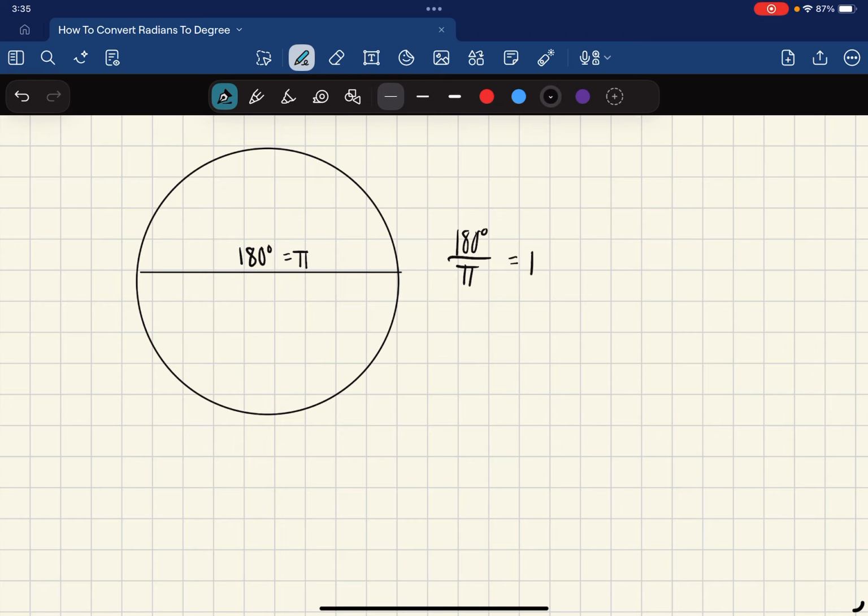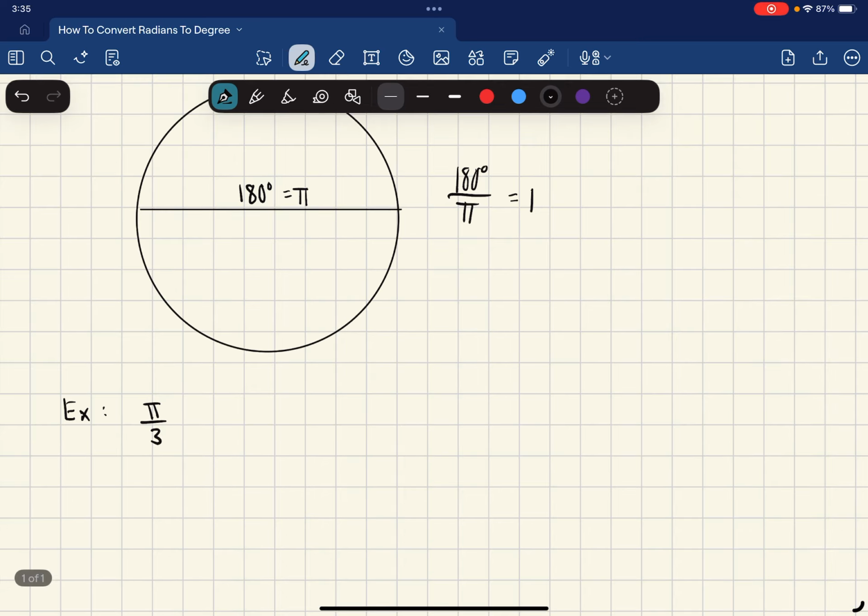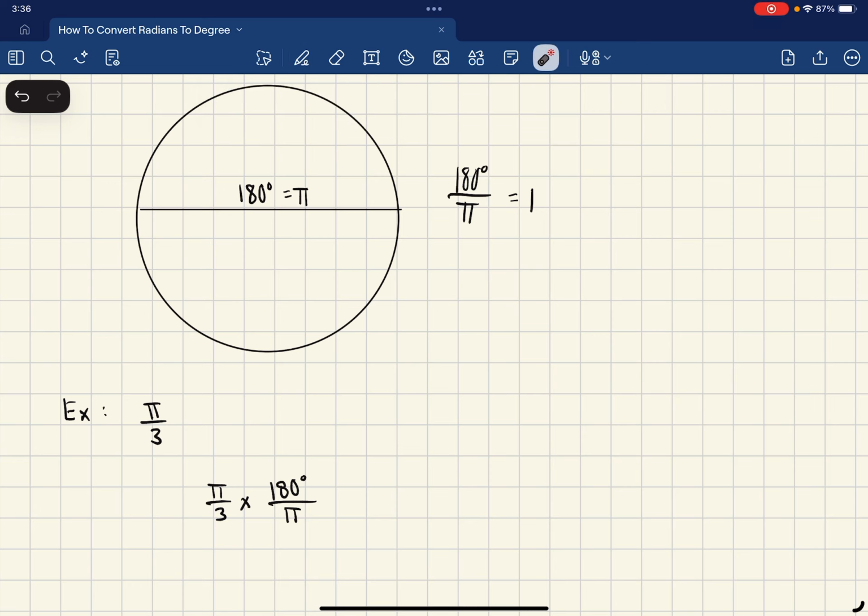Now, let's get started with our first example, which is this question right here. If you're given pi over 3 and you're told to convert to degrees, all you need to do is take pi over 3 and multiply it by 180 degrees over pi. Of course, this is important because it has to be 180 over pi so that the pi's cancel out, leaving you with just the degrees.